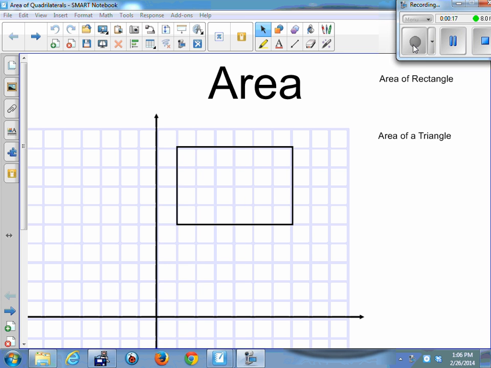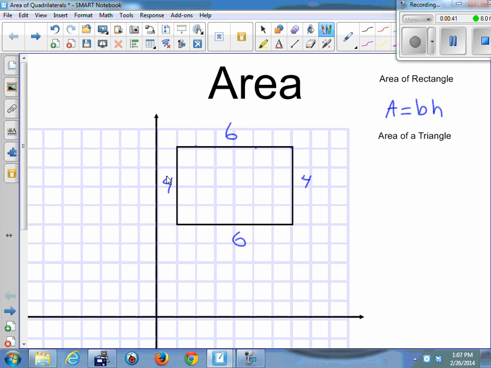You guys have done this before. I put a coordinate plane here. We can see that this side is 4, this side is 4, and then we have 1, 2, 3, 4, 5, 6 by 6. So you guys should know area of a rectangle is the base times the height. In this case the base is going to be 6, and so area is 6 times 4, which is 24.